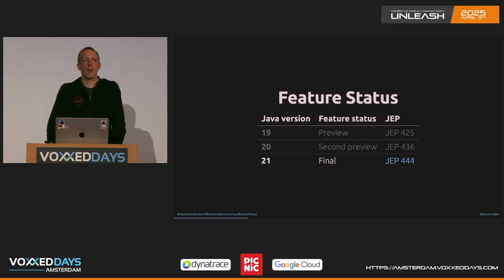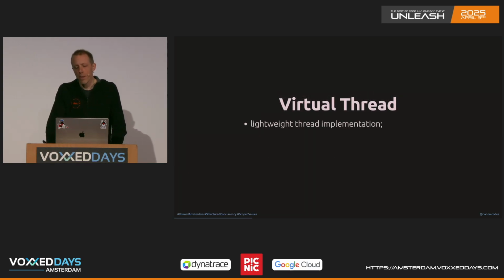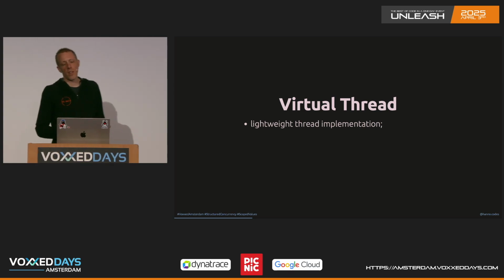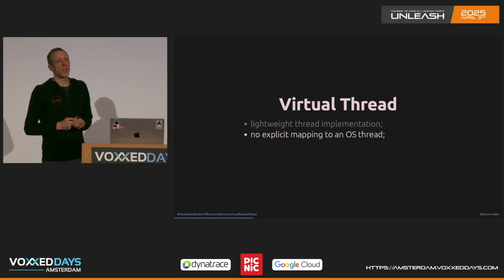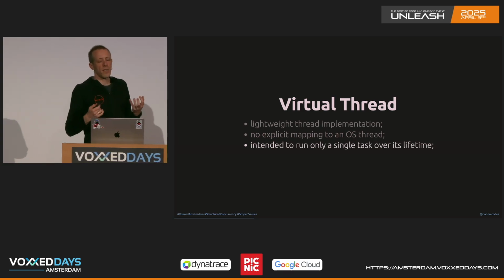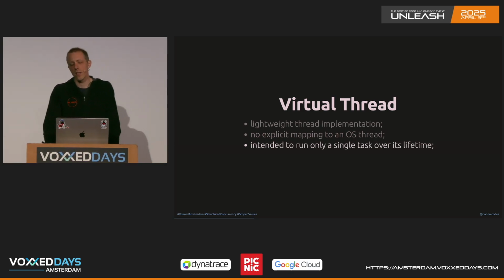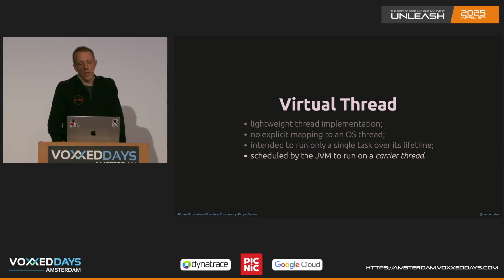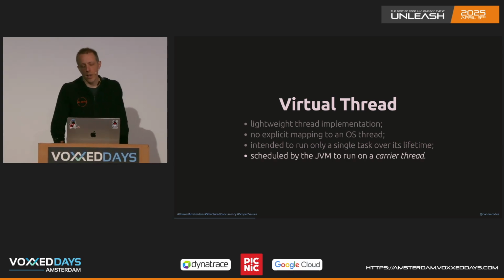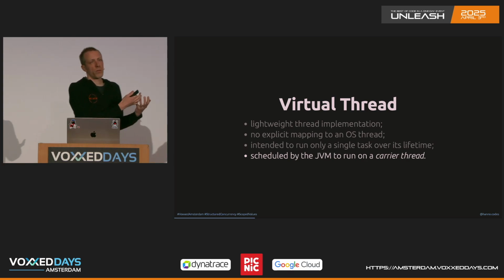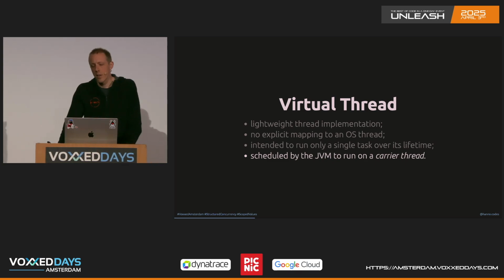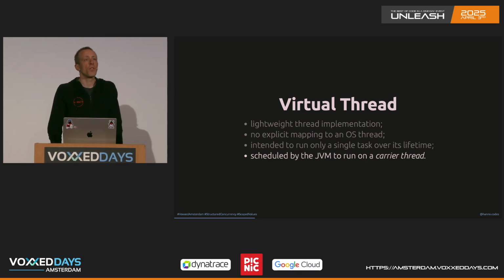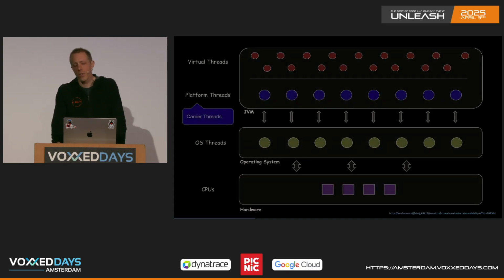A quick refresher for people who have never heard of virtual threads. A virtual thread is a lightweight thread implementation, and it doesn't have any explicit mapping to an operating system thread. And it's intended to run only a single task over its entire lifetime. The JVM then takes care of scheduling, and it will schedule the virtual thread to run on a carrier thread, and by carrier thread we mean a thread that is directly tied to operating system threads. I think a picture is better here.